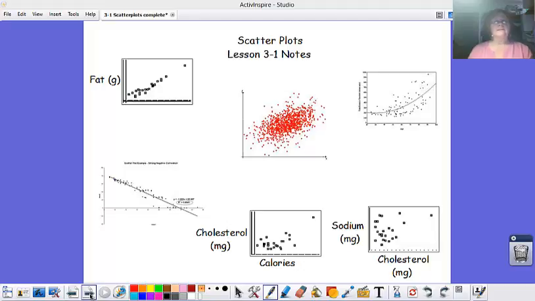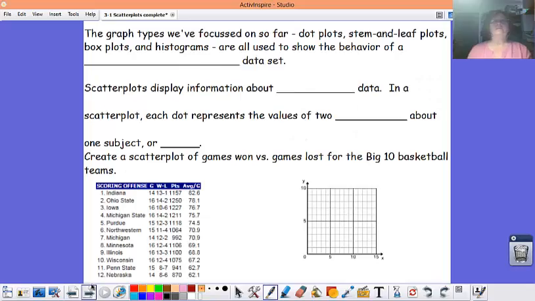Let's begin here. The graph types that we've looked at so far in class, the dot plots, the stem and leaves, the box plots, and histograms, all of those are used to show the behavior of a single variable. It's called a univariate data set. That just means that it's a single numeric data set. So things like maximum longevity, we've certainly seen that one a lot.